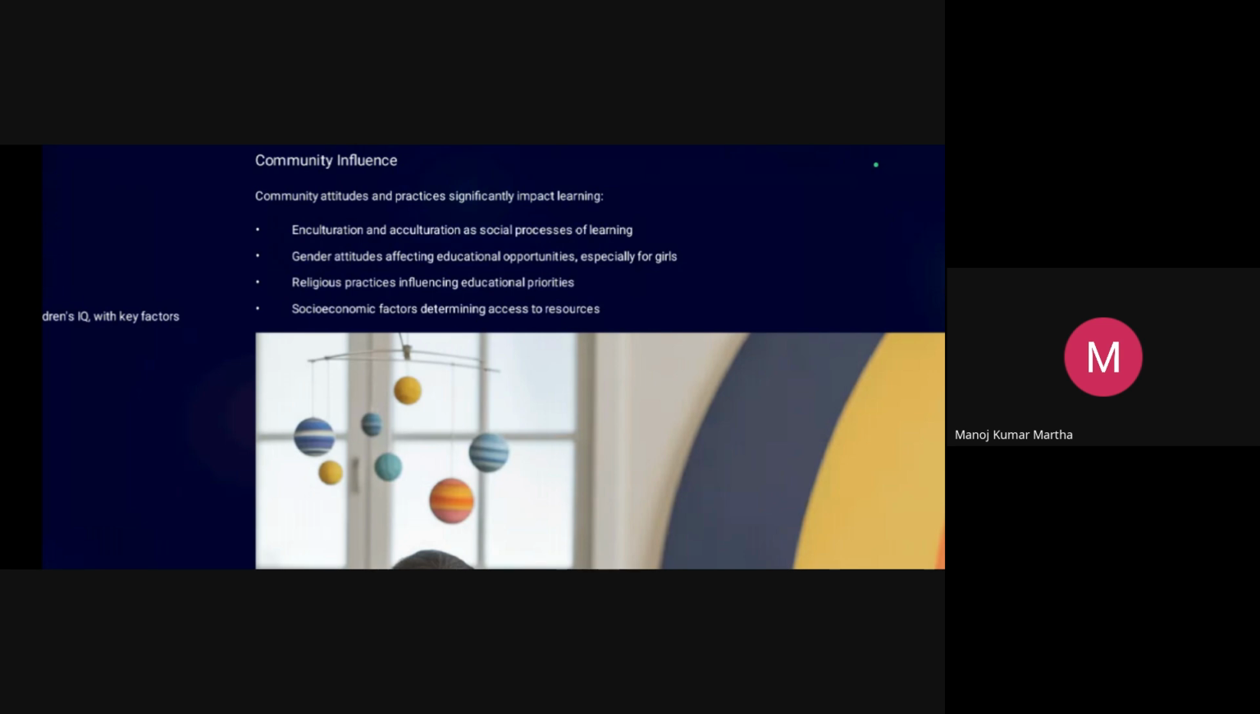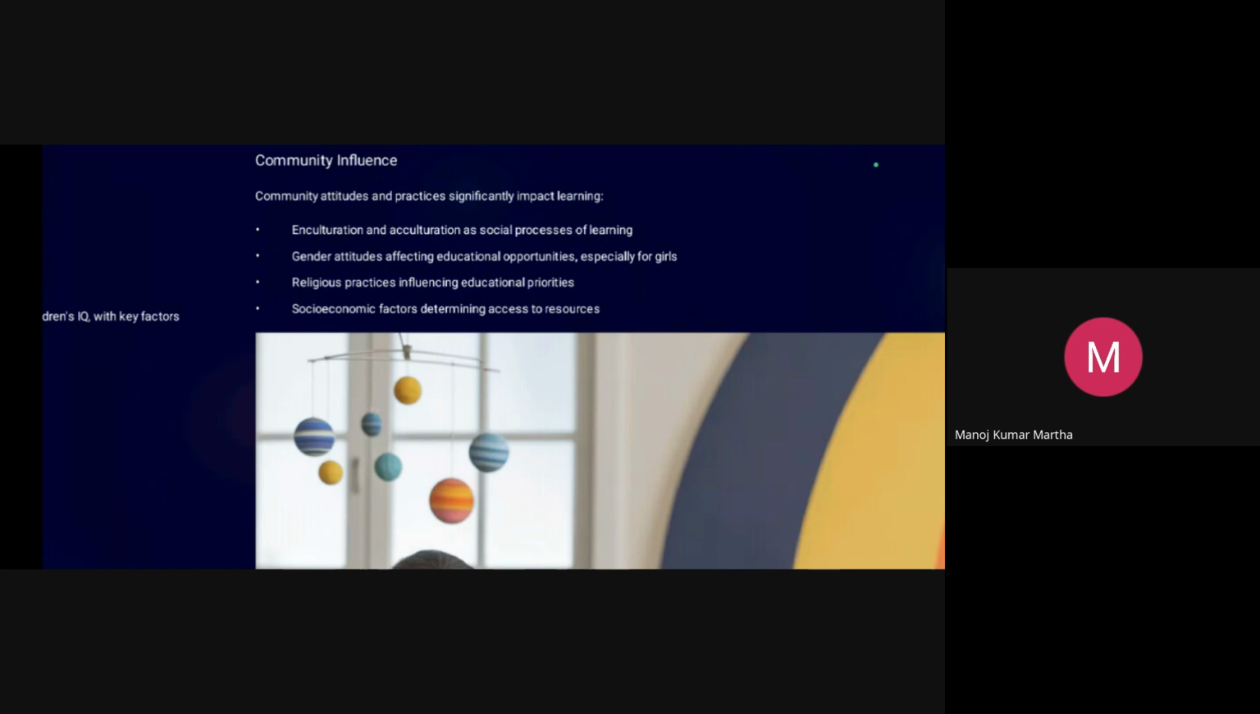Then gender attitude also affects the process of learning. Sometimes what happens, we find in some societies there is a discrimination among boys and girls. That affects the process of learning. So if both boys and girls do not find the same opportunities, what will happen? Girl students will be discriminated. They will not find opportunities, so their learning process will be slowed down.